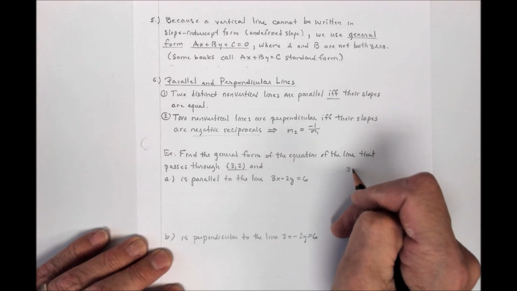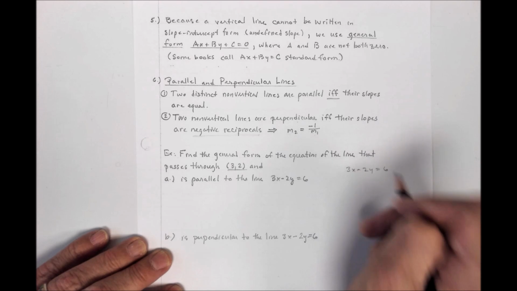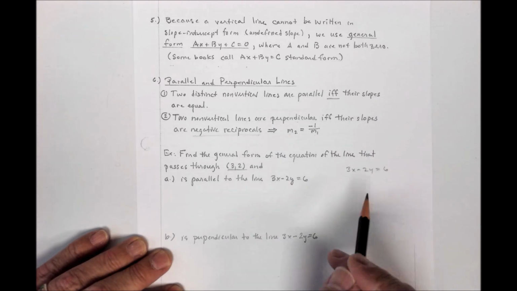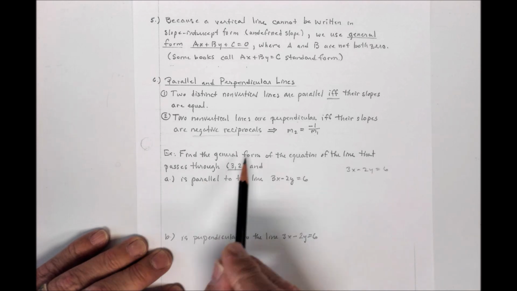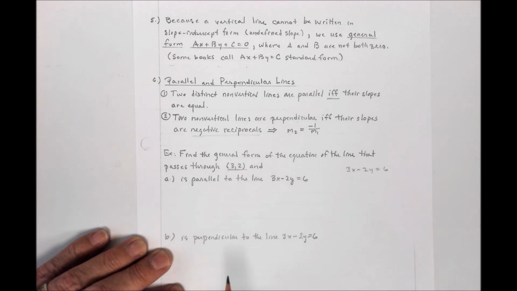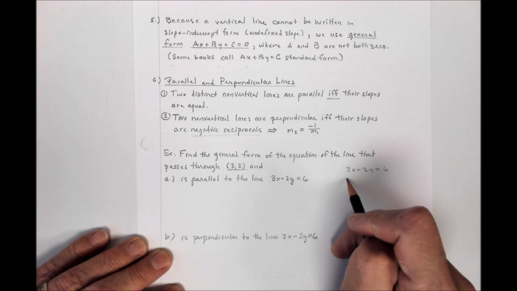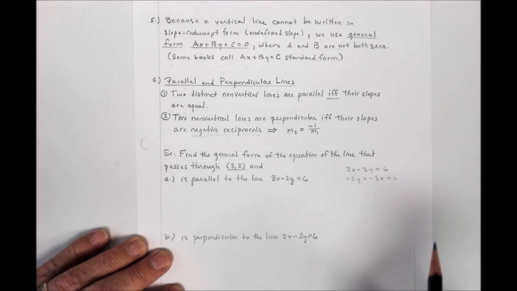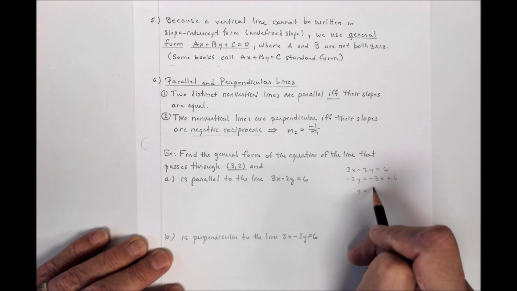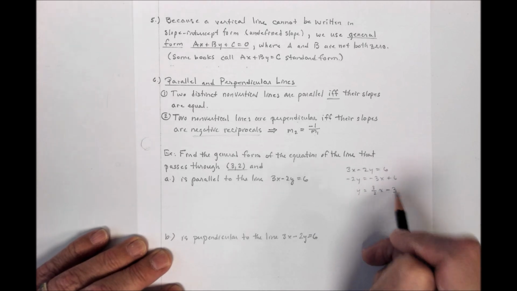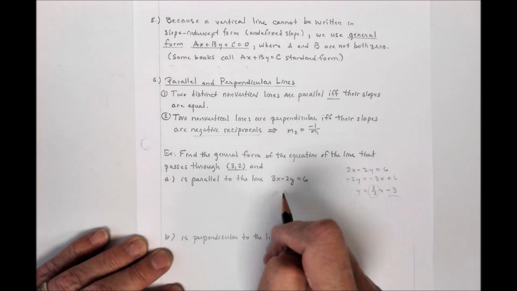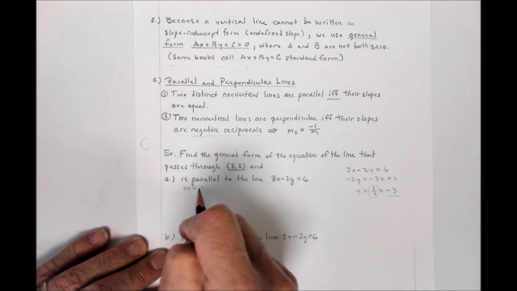So I'm going to take 3x minus 2y equals 6. I'm going to solve for y and put it into slope-intercept form, because I need to know the slope of this line if the line I'm trying to find is parallel and has the same slope. So I'm going to subtract 3x from both sides. I like to put that first. Then I'm going to divide through by -2, and I get a positive 3/2 x minus 3. I'm not really worried about this part. This is what I need. I need to know that the slope is 3/2. So let me write that down. The slope of the line is 3/2.